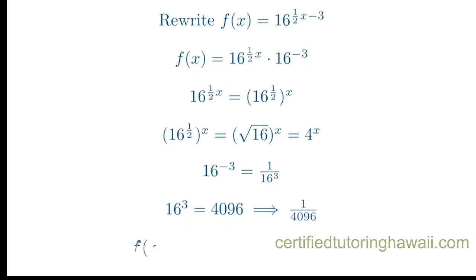Our function f of x is equal to 4 to the x multiplied by 1 over 4096. We can write this as 1 over 4096 times 4 to the x. In this final form, it's clear to see the base is 4, and there's a vertical scaling by a factor of 1 over 4096. This single form captures all the transformations of the original expression. You have successfully rewritten a complex exponential function using all three properties.